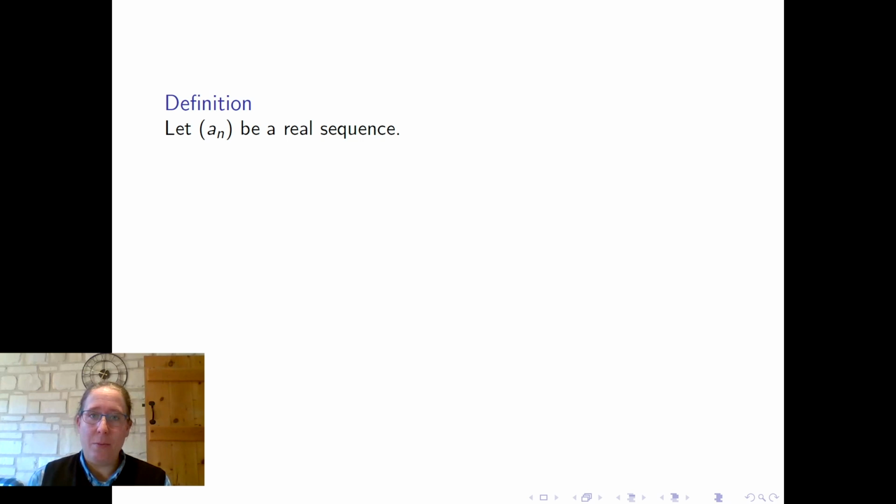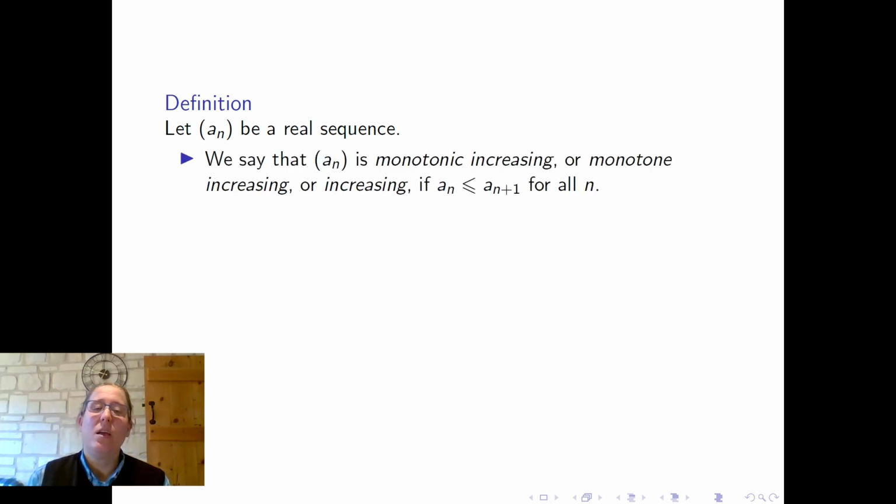So let a_n be a real sequence. We're definitely talking about real sequences here. We say that the sequence a_n is monotonic increasing, or monotone increasing, or just increasing, if a_n is less than or equal to a_{n+1} for all n. And notice that in our sequence we might have two terms being equal. a_n can equal a_{n+1}, and it still counts as increasing for our purposes.